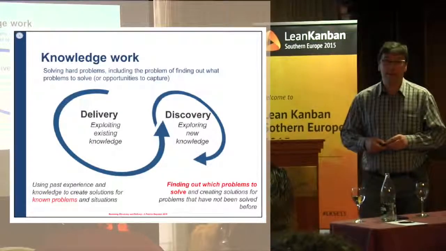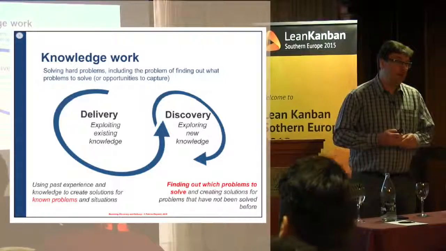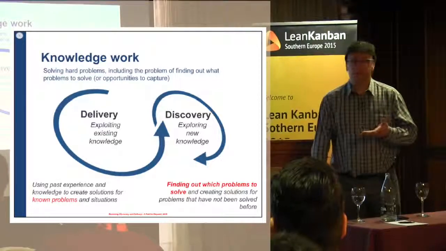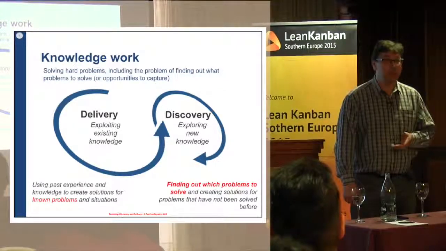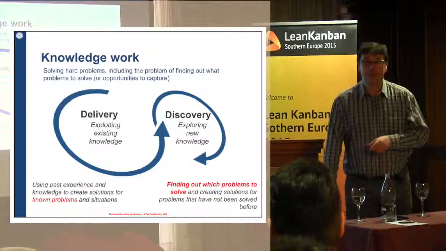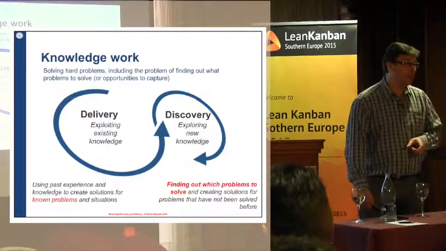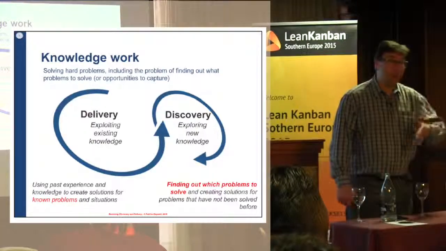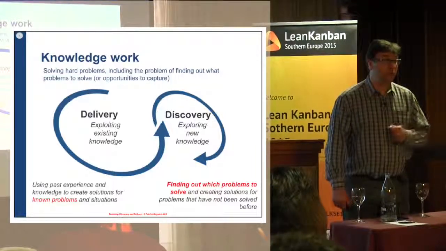So first off, I think it's important to look at what is knowledge work. In general, my definition is that knowledge work is solving hard problems, solving problems that may not have been solved before in unfamiliar situations. But the hardest problem of all is the problem of finding out which problem to solve. Finding out which piece of software is important, finding out which customers are important, finding out which customer problem is important. So it's about solving hard problems, but the hardest problem of it all is finding out which problems are relevant to solve.